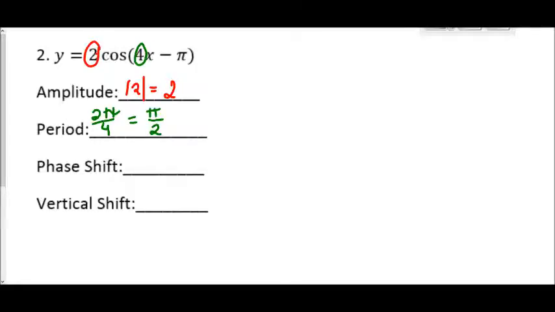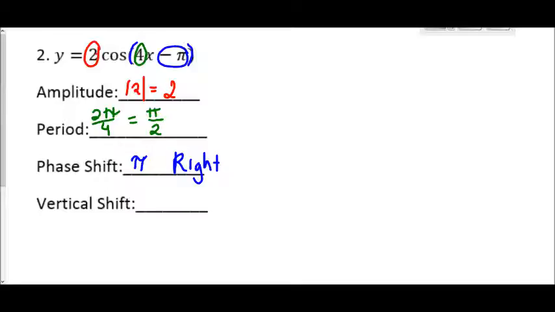Then phase shift is any number that's inside parentheses with x. We do have parentheses here, and we have a negative pi. So it's going to shift by pi, and then we need to indicate the direction. This is the one that's opposite than what we think. We would think that in the x direction, a negative would mean to the left and a positive would mean to the right, but it's always going to be opposite. In this case, we have a negative. Even though we think it's going to go to the left, it's going to go opposite and go to the right. So this is a right shift, rightward, I guess you could say.